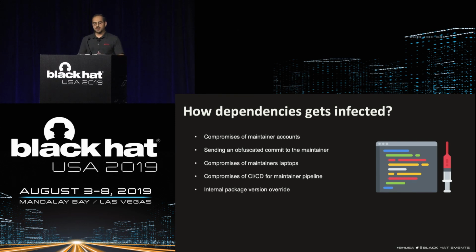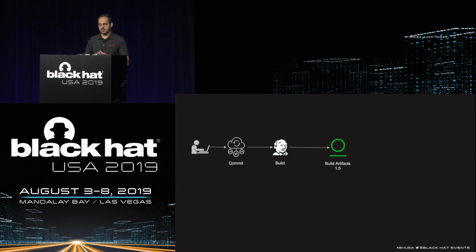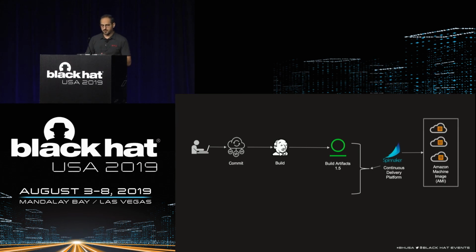And the last one is called internal package version override. Some people may get confused about how this actually works, so I'm going to explain it. You have your developer in your internal organization who commits code, builds it, and pushes a new package into the internal repository. In this case, it's 1.5. So that package then gets deployed to production.